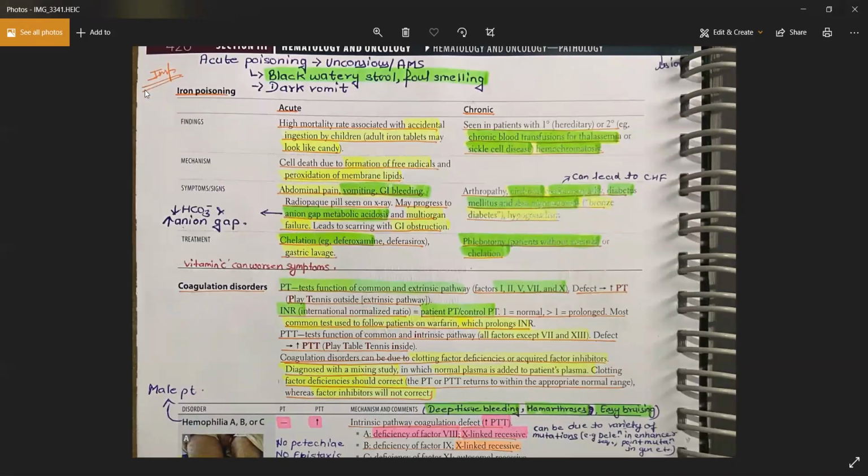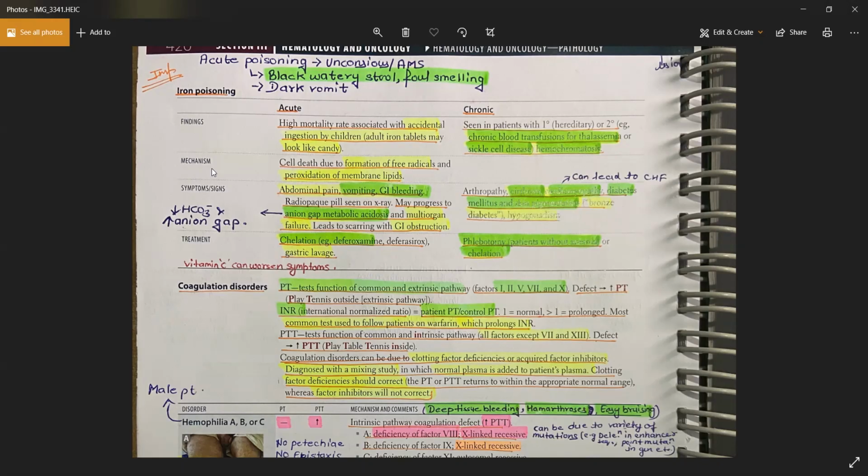Now comes iron poisoning. It could be of two types, either acute poisoning or chronic poisoning. Acute poisoning is whenever you have a sudden spike in the iron levels. It is generally because of some kind of suicide attempt, or sometimes because of accidental ingestion by children, because the iron tablets look very much like candies. So they ingest them in a very high amount and get this toxicity. Sometimes it could be a suicidal attempt also, right?